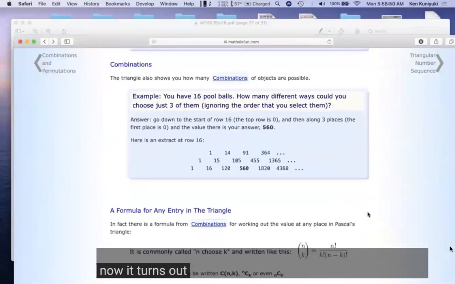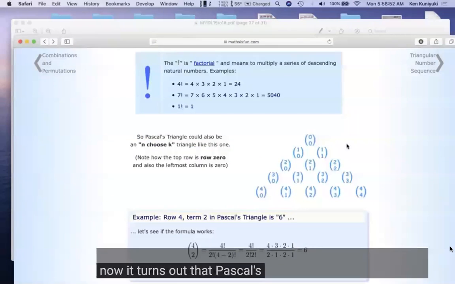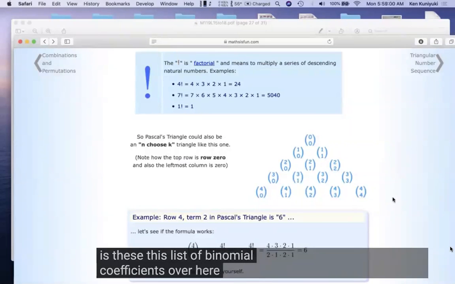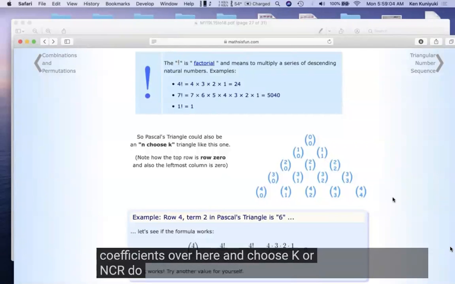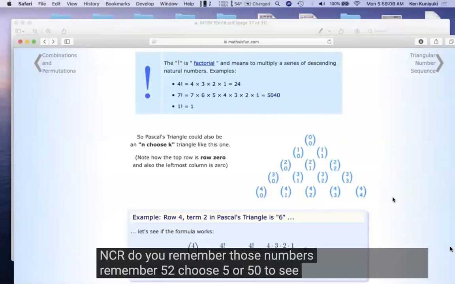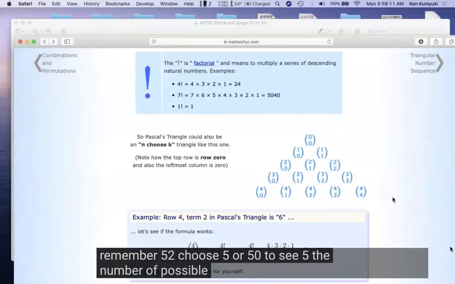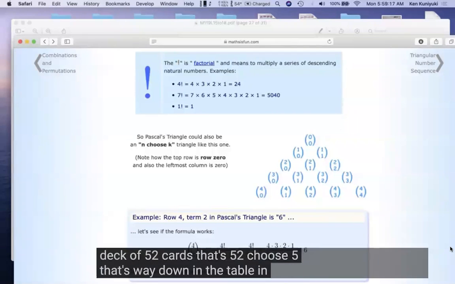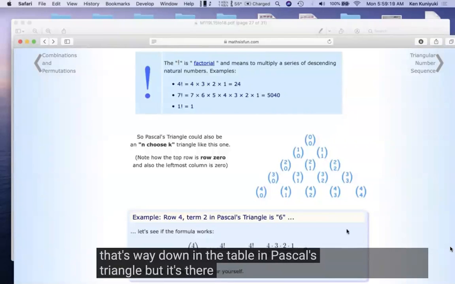Now, it turns out that Pascal's triangle is this list of binomial coefficients over here. N choose K, or NCR. Do you remember those numbers? Remember 52 choose 5, or 52 C5, the number of possible poker hands from a deck of 52 cards? That's 52 choose 5. That's way down in the table in Pascal's triangle, but it's there.